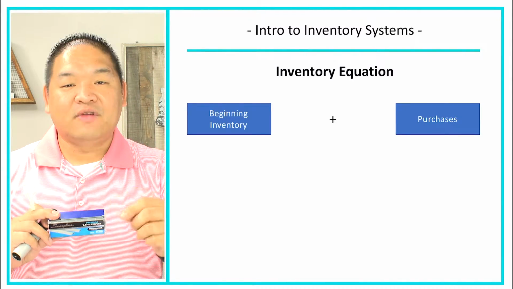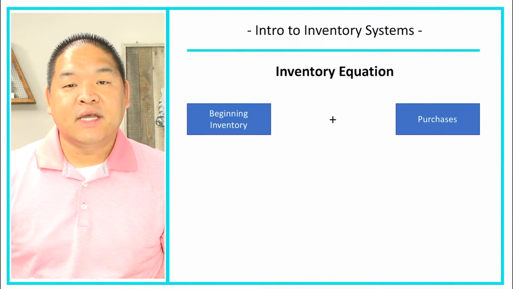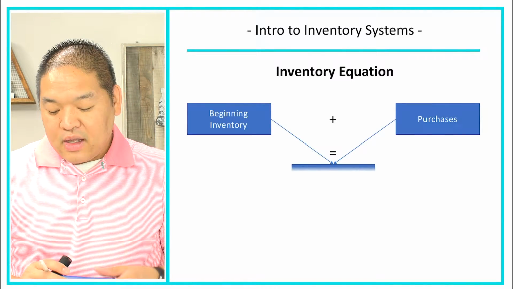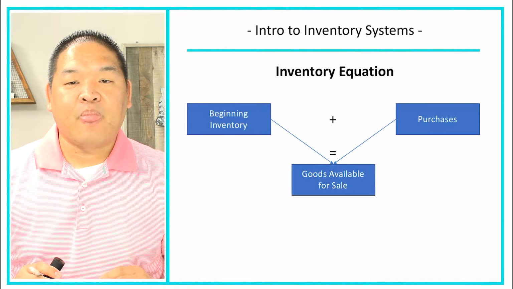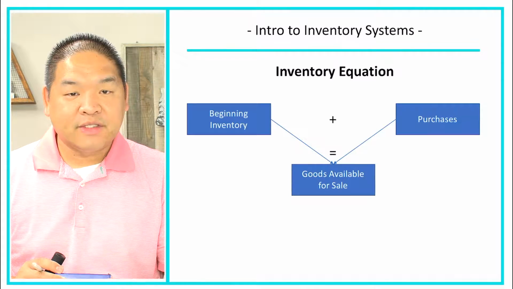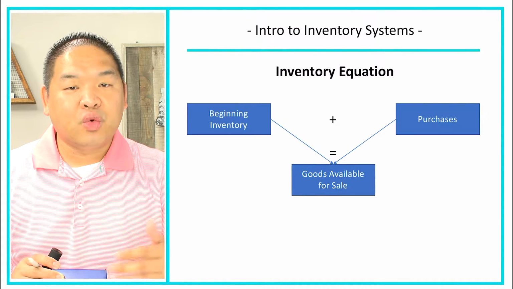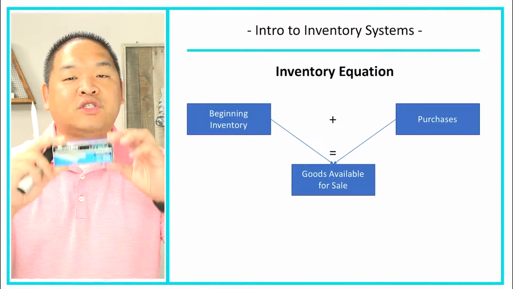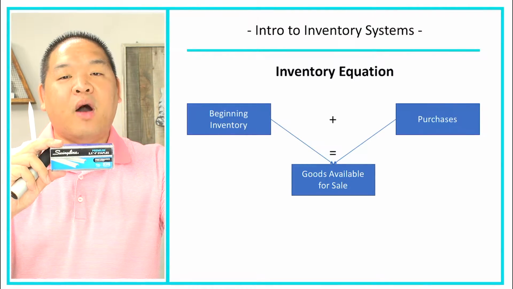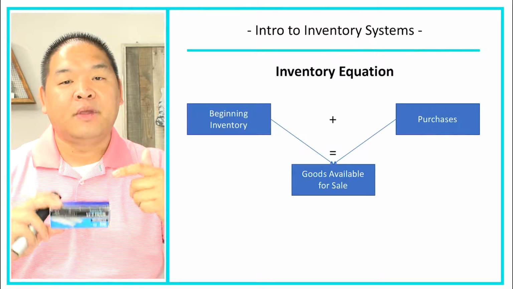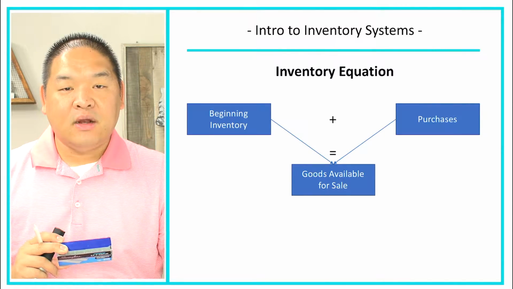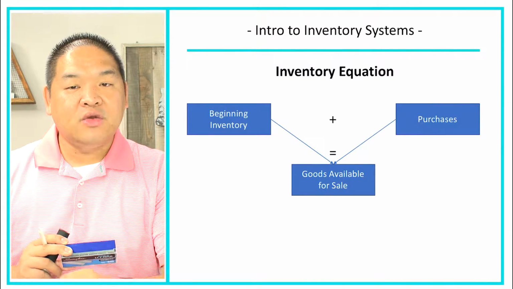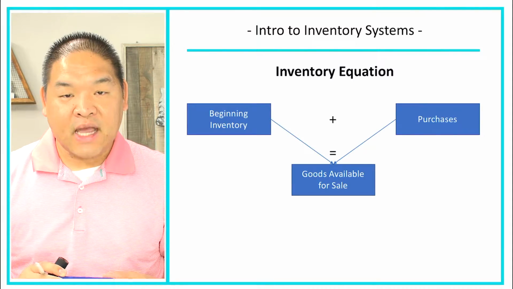So beginning inventory plus our purchases gives us something called goods available for sale. The way that I like to think of goods available for sale is how much goods were available for sale at any given time during the year. Well, if we started the year with 20 and we bought 1,000 more during the year, then at any given time in the year, we had 1,020 units available for sale.